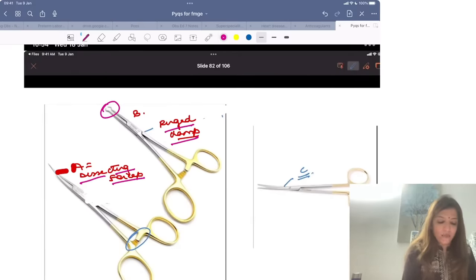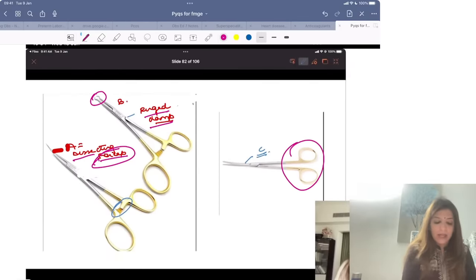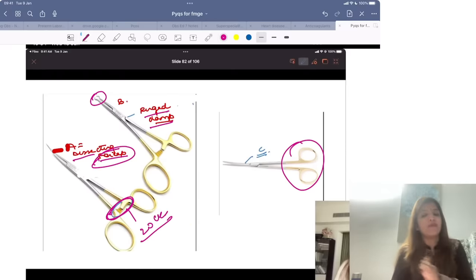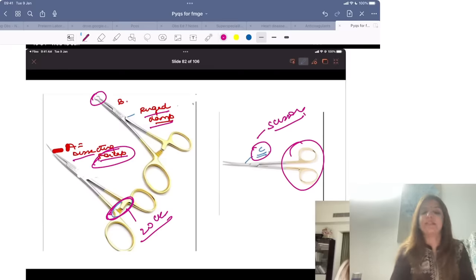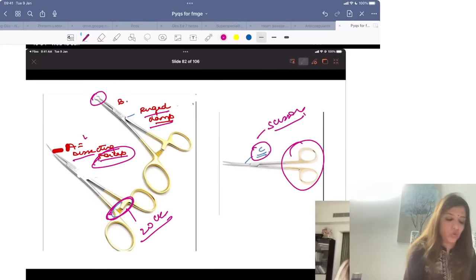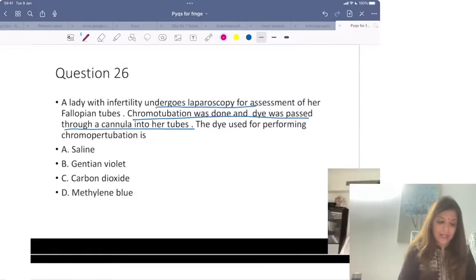Why is this called a forceps and not a scissors? Because in scissors you never find this lock. Lock is seen only in forceps. Lock is never seen in scissors. So, this image C is a scissor, whereas image A is a dissecting forceps. So, these are 2 instruments which are used in non-scalpel vasectomy.